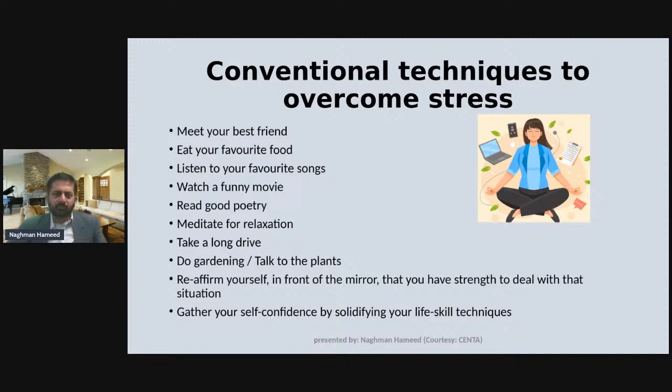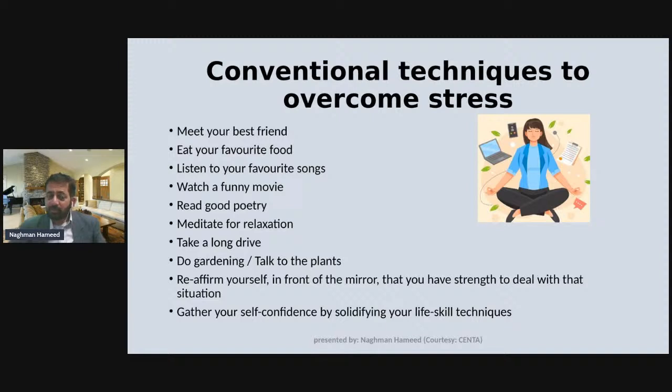These are very common. Everyone knows about them. Meet your best friend. For example, if you go to a psychologist and ask him or her that we are stressful, what should we do? Or if we ask our best friend or anyone around us who is very sincere to us, they'll reply, meet your best friend so that you can chit chat and the stress will go away, or eat your favorite food, listen to your favorite songs and music. That's fine, as many of you have mentioned.